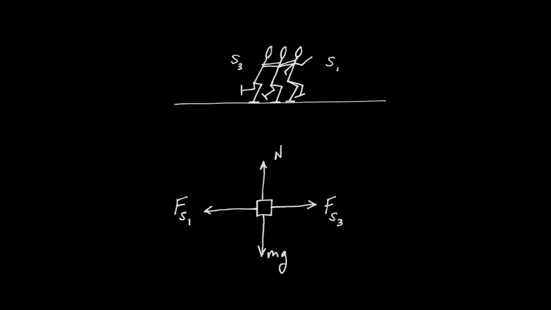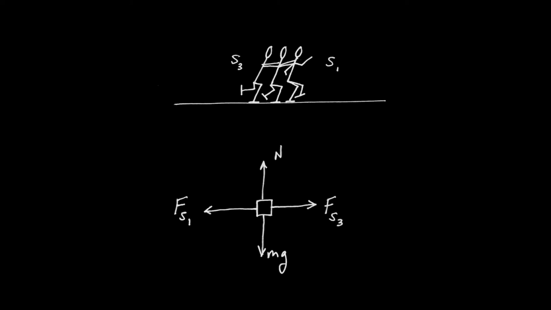So here I go, a box represents the skater in the middle, and the skater in the middle, skater number 2, has a weight directed downward, mg. Maybe I should say m2g to specify that I'm talking about the skater in the middle. And the skater in the middle has a normal force that acts upward, the ice pushing upward against the middle skater. I call that n. Maybe I should call it n2. It turns out not to matter for the problem.